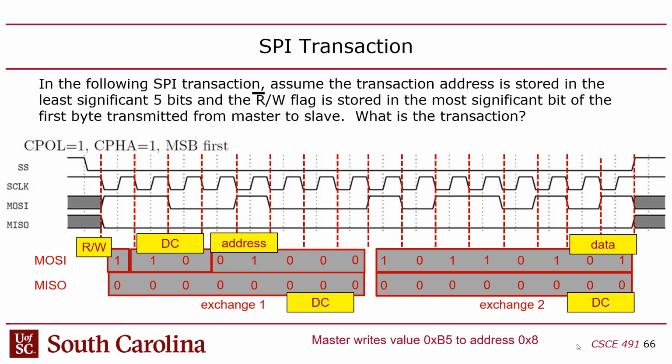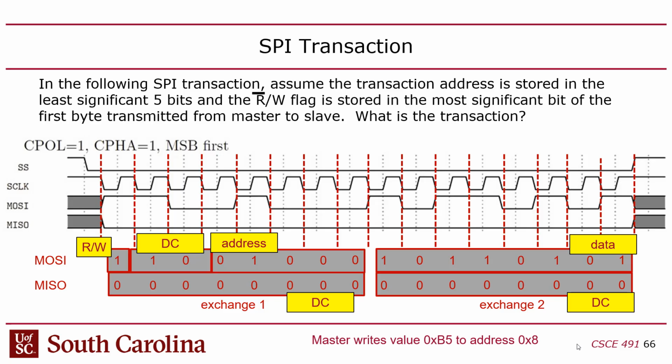If C pull is 1 and CFA is 0, I'm starting out high, I'm reading on the first edge, so boom, falling edge, right? So this would be falling edge. And if C pull is 1 and CFA is 1, then it's reading on the second edge, which means I start at 1, I go low, I go back high, so that would be rising. Right? So because again, C pull is 1, starts out at 1, goes low, then goes high. This is the first edge, that's the second edge.